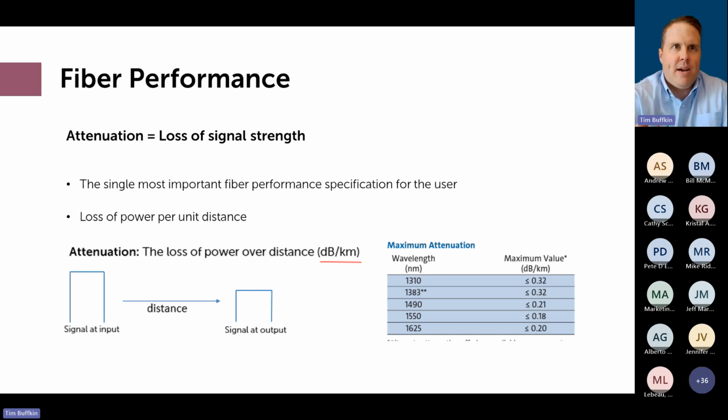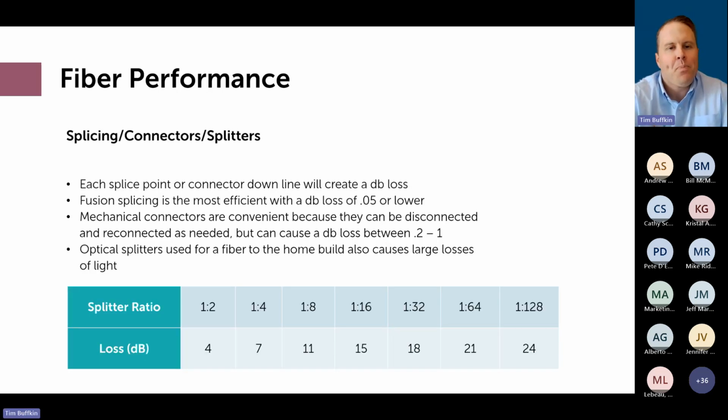So all this allows somebody, when they're planning out their fiber network, to say, okay, I need to make a run from point A to point B, and there's 10 kilometers in between the transmitter and the receiver. They can use this number and say, okay, at 1550, I will have no more than 1.8 dBs lost from point A to point B.